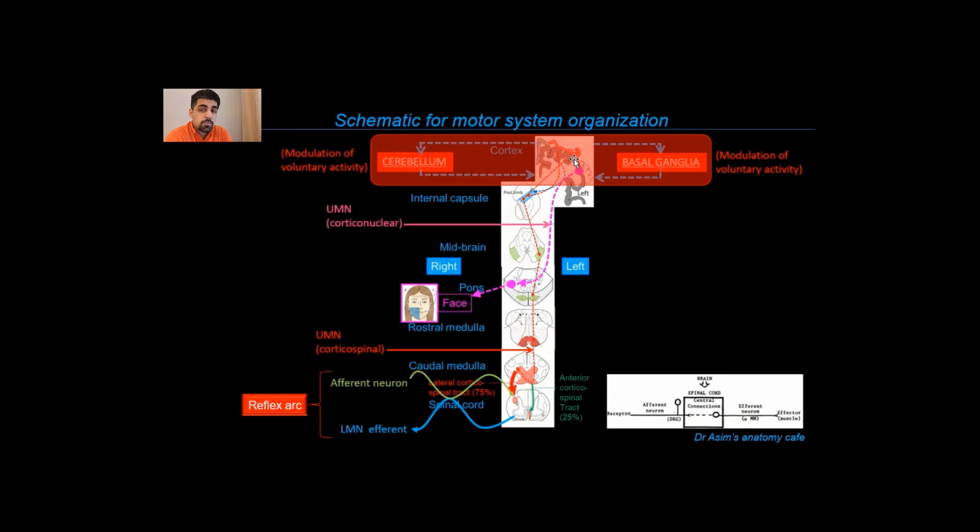And that is why when somebody gets a lesion inside the cerebellum or inside the basal ganglia, there obviously is some kind of motor impairment, but we don't see an outright paralysis. Instead, we see some other problems with the motor activity, especially pertaining to the coordination of the motor activity.